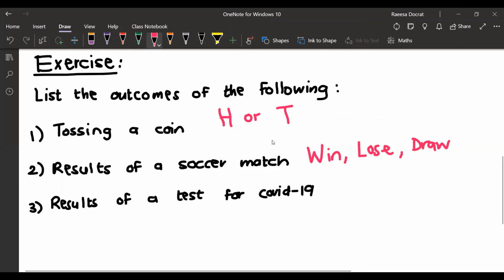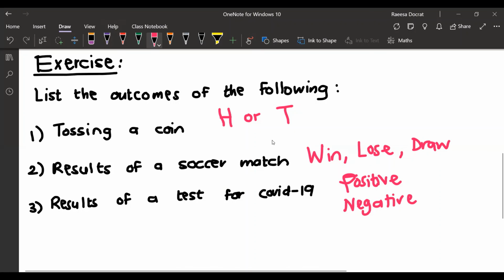Let's think of the results of a COVID-19 test. So what could happen in a test is you could either test positive or you could test negative. So those are the outcomes of a test.